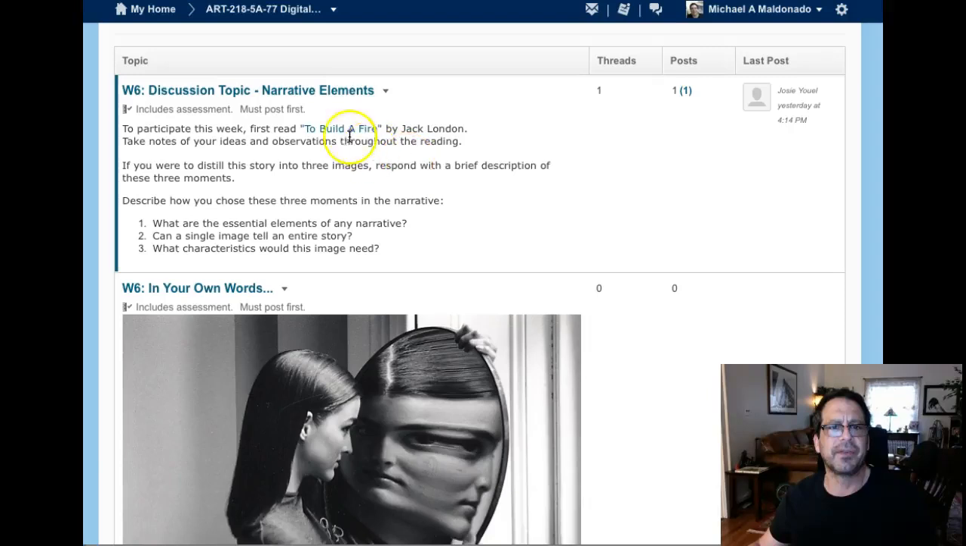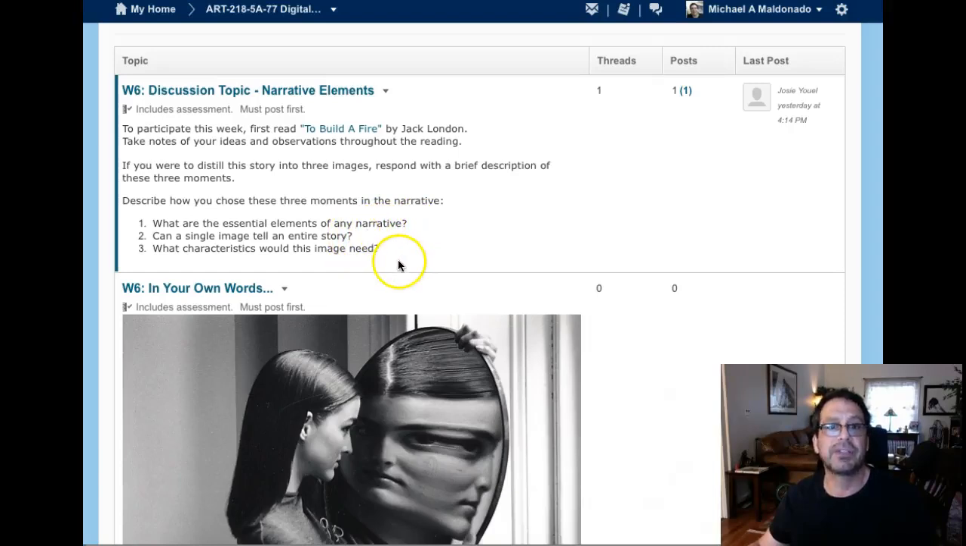You're going to read To Build a Fire by Jack London, and this is really a great exercise because it's going to prepare you for your final project. So after you read this, you're going to think, if I were to distill this story into 3 images, tell me about the images. Okay, and then describe how you chose these 3 moments in the narrative. What are the essential elements? What are the essential elements of any narrative?